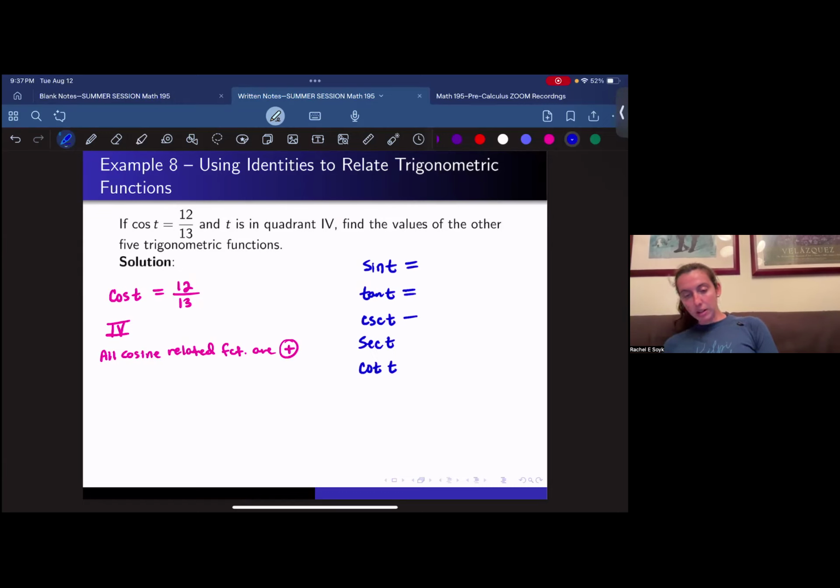I think the easiest way is to really utilize our SOHCAHTOA. Cosine of t is the same as our adjacent side over our hypotenuse. So if we put this in terms of our right triangle, we have our angle t, our adjacent is 12, our hypotenuse is 13, which by Pythagorean theorem tells us that our missing side is 5, because 5, 12, 13 is a famous Pythagorean triple.